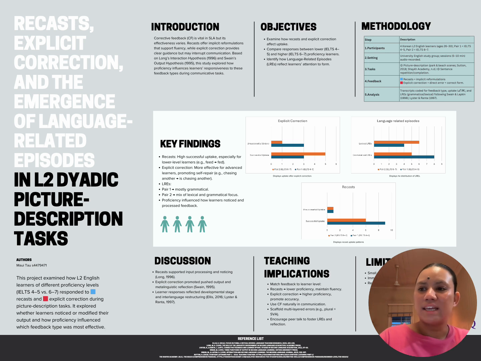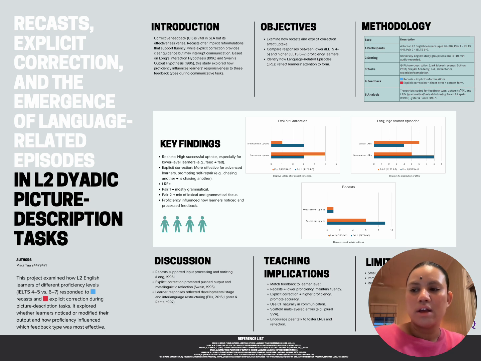In my graphs and my key findings there, you can see that I've got explicit correction, language-related episodes, and recast, and I've displayed them in each pair. Pair 2 is the orange and Pair 1 is the blue, and I looked at all the unsuccessful uptakes and successful ones in both explicit correction and recasts, and I've also looked at the language-related episodes, so lexical and grammatical.